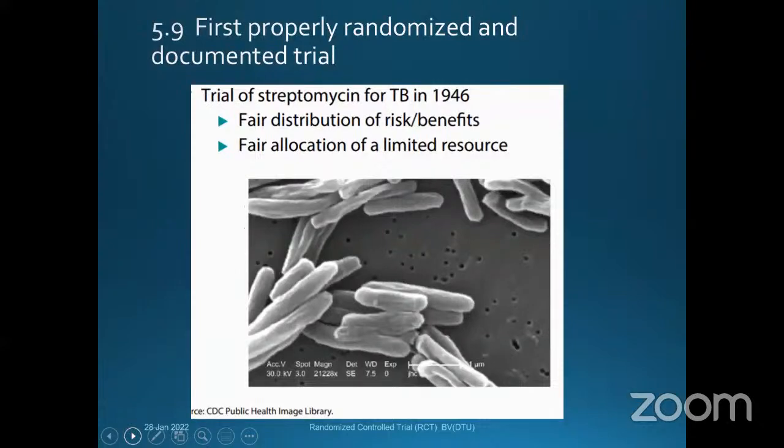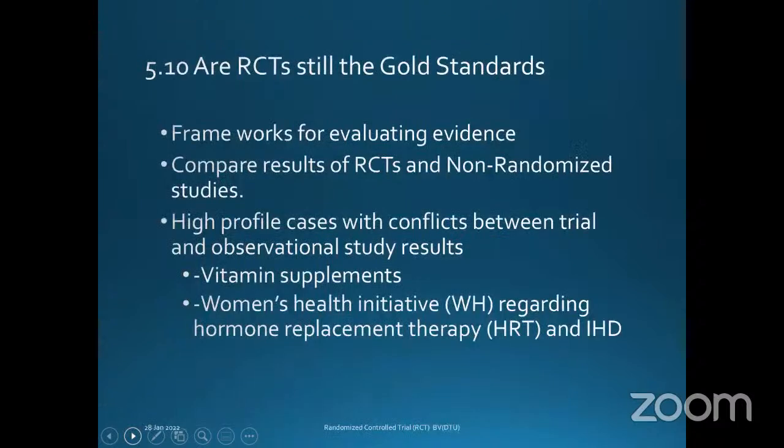The first randomized control trial was for tuberculosis in 1946, when streptomycin was at a premium and not available in sufficient amounts. So it should be fairly distributed, and the risks and benefits assessed and fairly allocated for limited resources. So they did a randomized control trial, and that's how the first randomized control trial was done, and streptomycin was proven to be very effective. So are RCTs still the gold standard? Yes, we'll see what an RCT is.